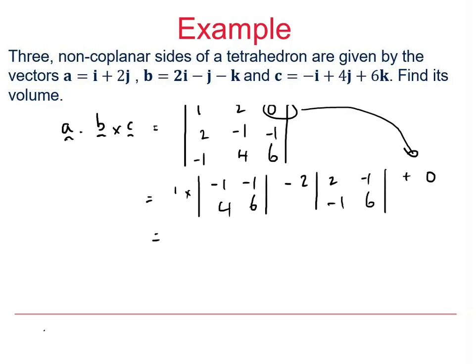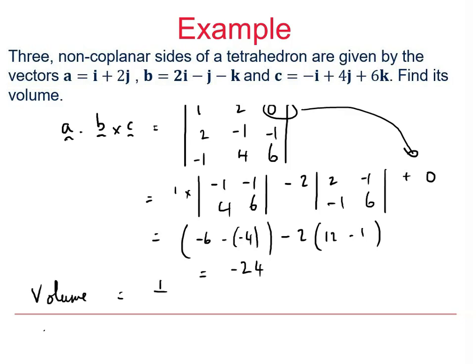If we calculate this, the first 2x2 determinant is -6 minus -4. Then we've got minus 2 times 12 minus 1. And that calculates to be -24. Hence the volume that we need for the tetrahedron is going to be 1/6 of the modulus of -24, which of course is equal to 4.